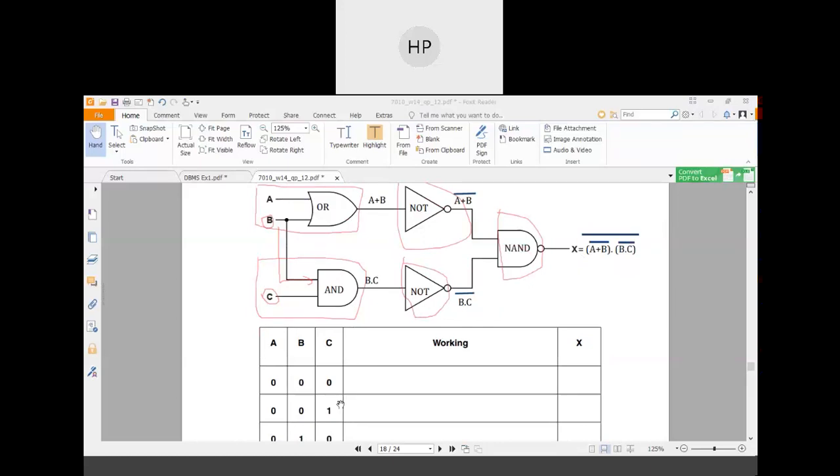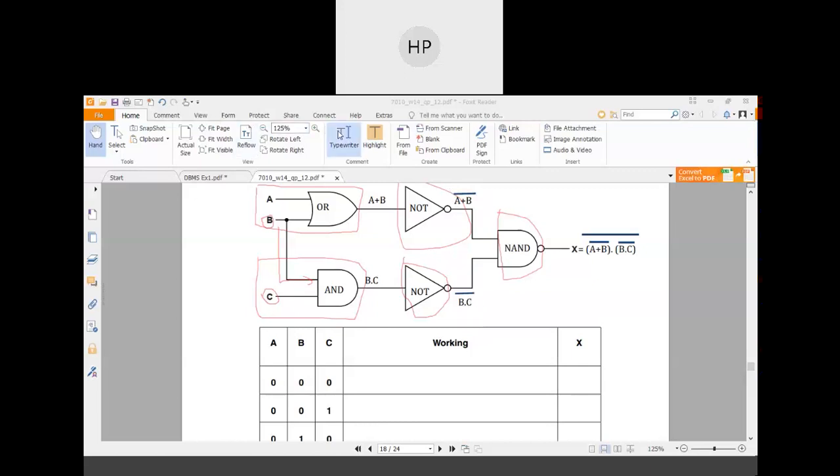So what is the first column you need to draw over here? Remember, the ABC input values were already given. You have two options. One option is to draw all these outputs separately: A plus B, B dot C, then A plus B bar, B dot C bar. Or you can go straight for the inversions, A plus B bar and B dot C bar. Which one would you prefer? Tell me.